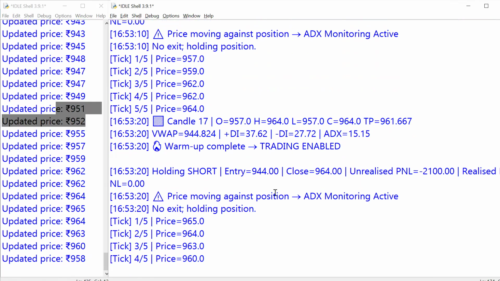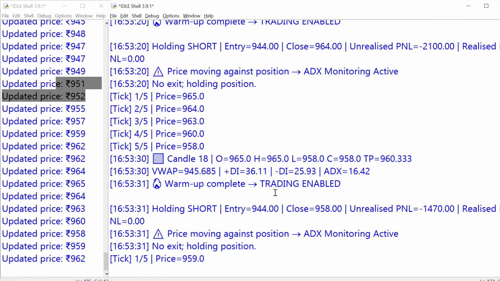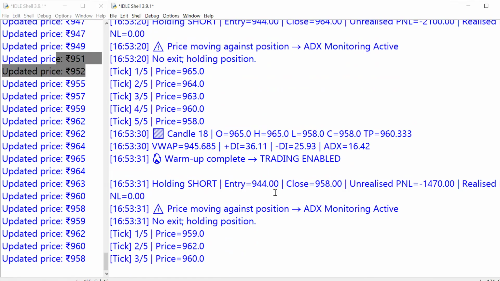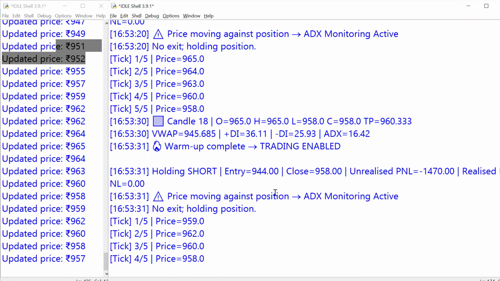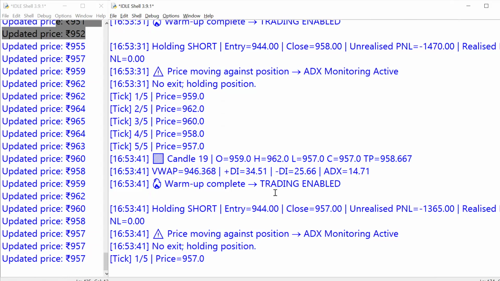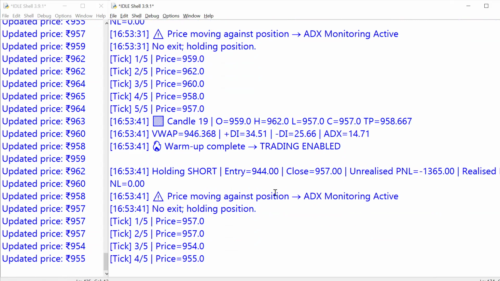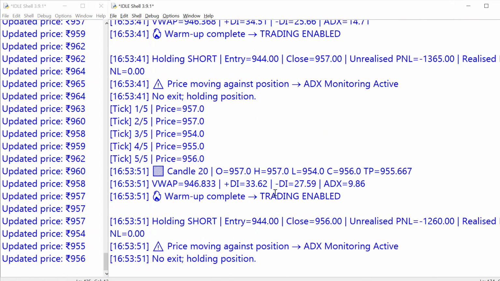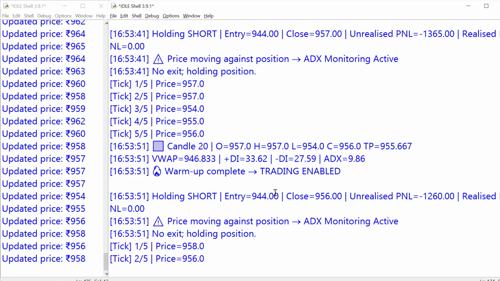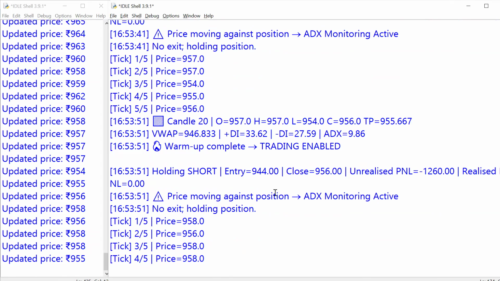See, the trend has changed and ADX says, okay, I'm still monitoring. If the price is 944, ADX is monitoring. It is basically trying to stop the loss which could happen like anything. If the price goes below a certain value or above a value, ADX will intervene and stop the complete algo and book the loss.